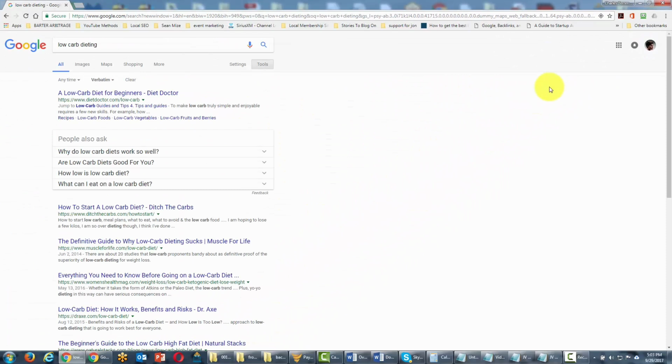Now what's going to happen is that we are only going to get the words low carb dieting, and we're going to get those words verbatim. Again, what we've done is we've eliminated the words low carb diet because we're assuming we want specifically these words, low carb dieting. It is a way for us to narrow down our search even more and get better search results.